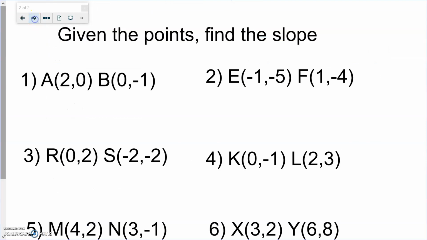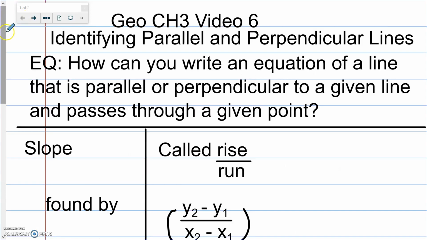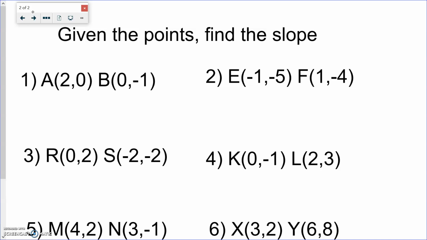And the assignment's going to say on top, oh, I forgot to give the heading. I'll give the heading right now. But it's going to have our video, Geo Chapter 3, video number 6. And you're going to be given a set of points. You want to find the slope. So our first one is A and B.